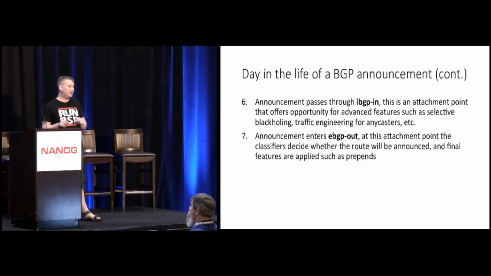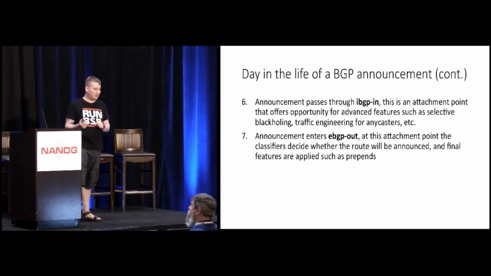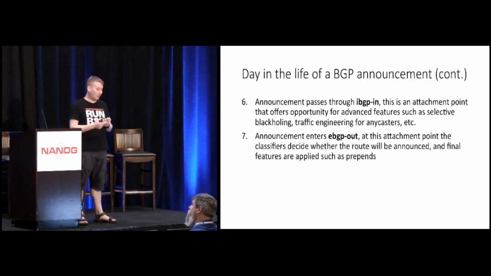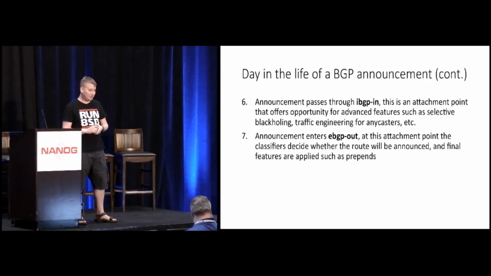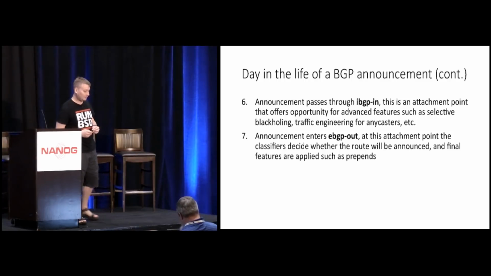On iBGP in, however, there's all kinds of cool stuff that you can execute, like selective blackholing is where this is done. Or if it's a regional customer, that is the place to prevent routes from other regions to pass through. It passes through iBGP in, goes into eBGP out, and that's where you, again, have opportunity to apply features, mostly traffic engineering features such as prepending.